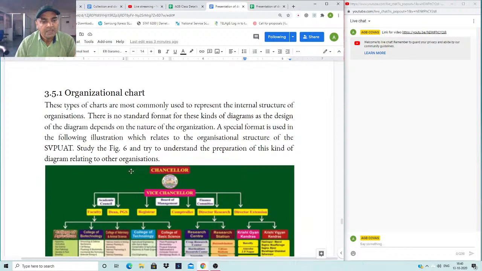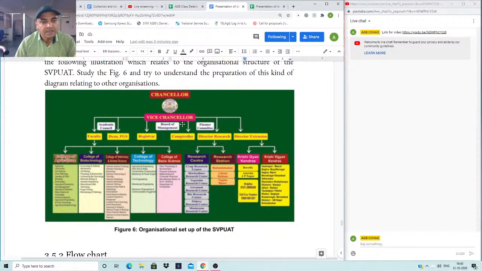University of Agriculture. And you see in this particular figure that there is an organization, chancellor is there, and below that vice chancellor is there. Then there are three bodies: academic council, board of management, finance committee. Then there are faculties. Then dean PGS, registrar, controller, director research, then director extension. And among these faculties we have College of Agriculture, Biotechnology, Veterinary, College of Technology, College of Basic Science, like this. Under research, we have research centers, research stations.